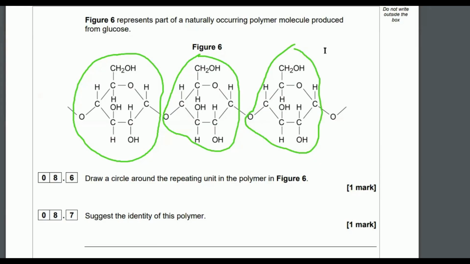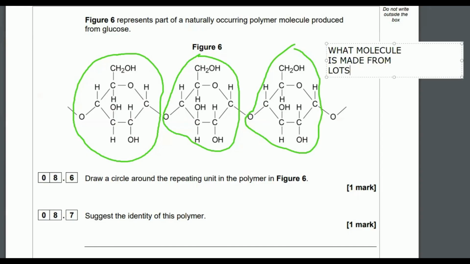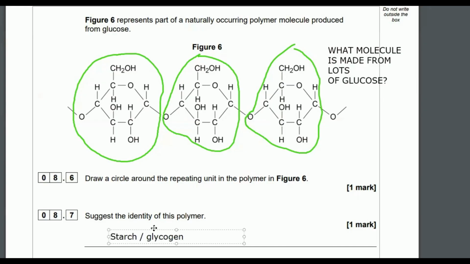See, look, I've circled these 3. You'll notice I'm circling the oxygen on the left and not the one on the right in each one, so they're separate. I could do it the other way round, it doesn't really matter, but we've got 3 separate molecules here. Now, what long polymer would you make from lots of glucose? That's why it's saying suggest the identity.